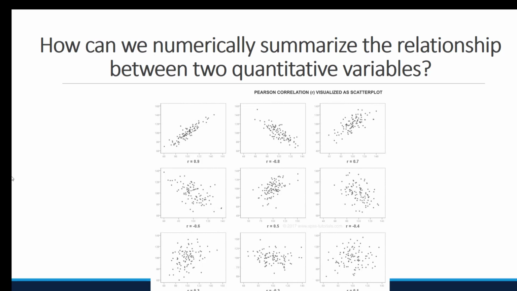So, for example, notice that this association here is negative and moderate. So we see that we have an R of -0.8. This association down here in the corner looks like no association, and notice that its correlation coefficient is very close to 0. In this plot right here, we have a positive association that is fairly strong, and notice that R is positive and close to 1.